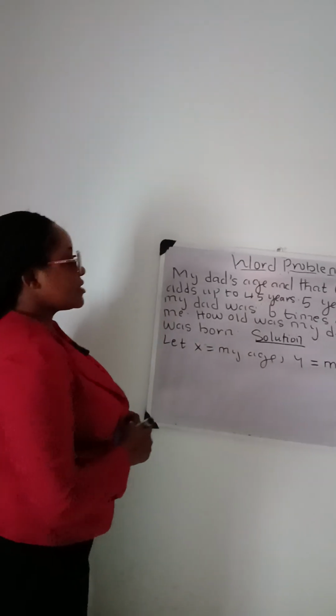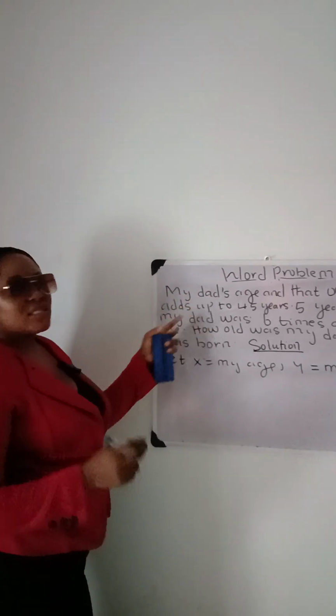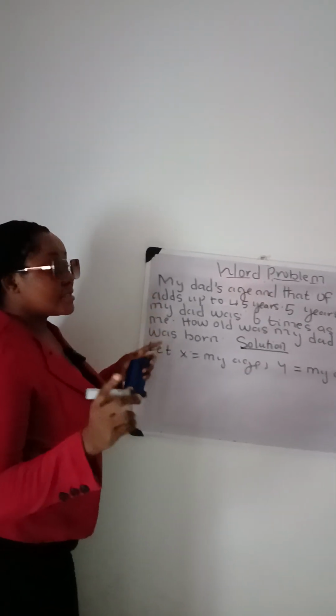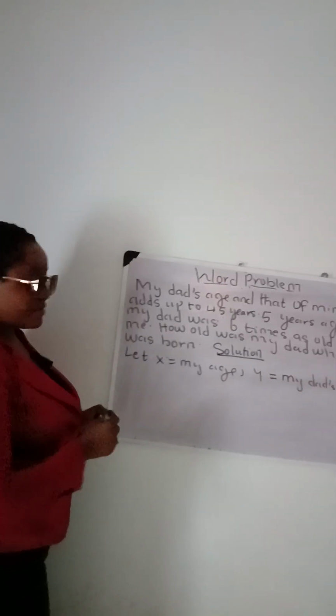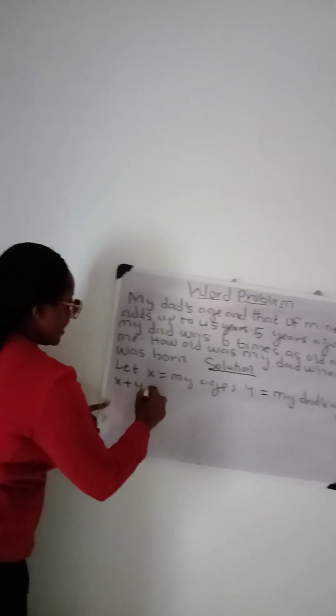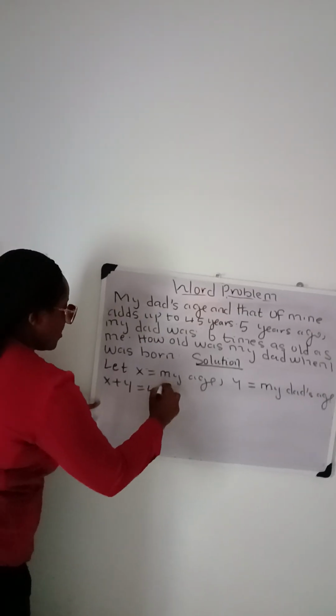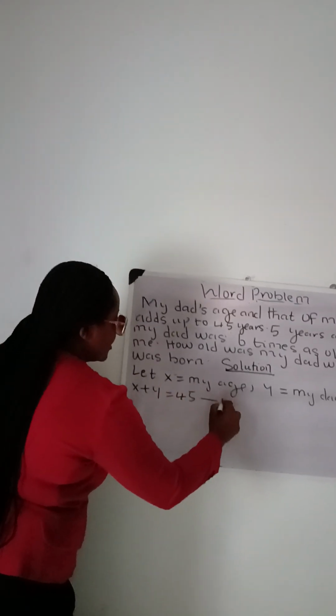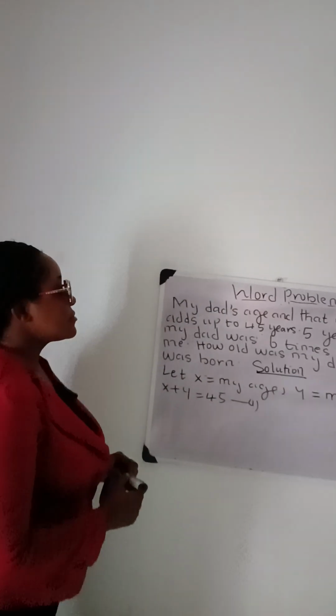So the first statement here says that our both ages, that's my dad and my age, adds up to 45 years. So we have X plus Y is equal to 45. Let's call this equation 1.